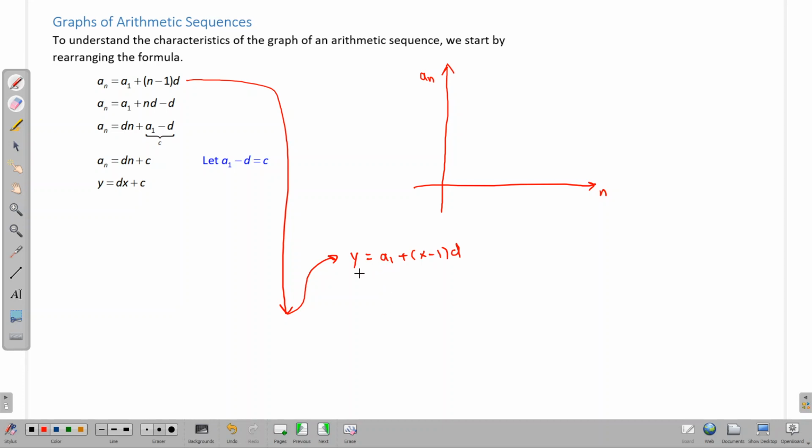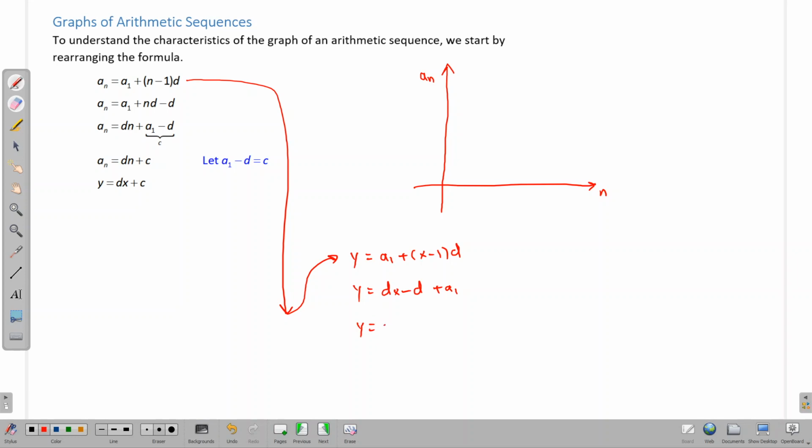So the way you want to think of this right now is x and y are the variables. You've got your independent variable and your dependent variable. They're the things that are going to change. A1 is a fixed number. It does not change. D is a fixed number. So these are like, put 3 here and 5 here. They're fixed numbers. If we simplify this, y equals dx minus d plus a1.